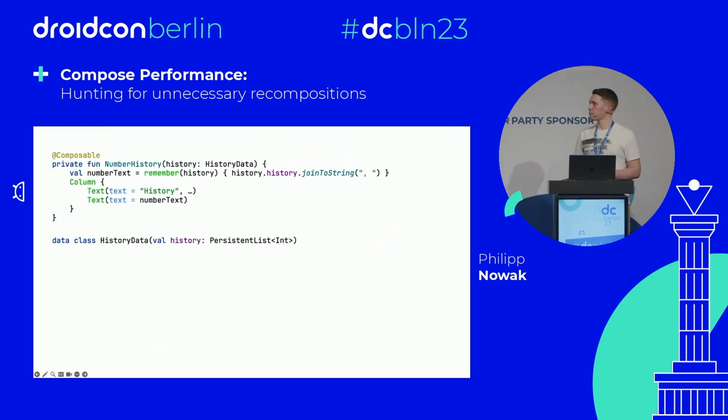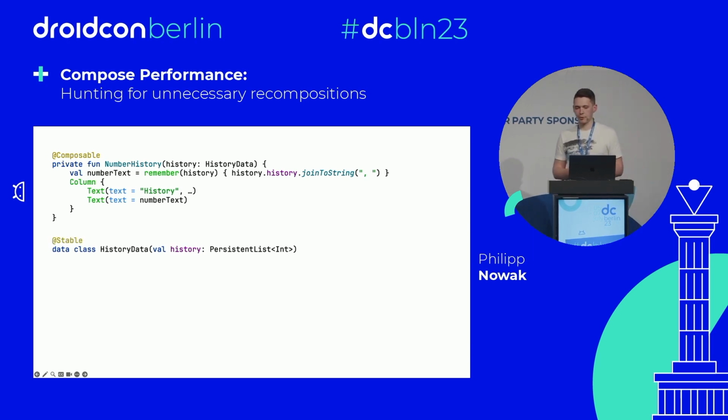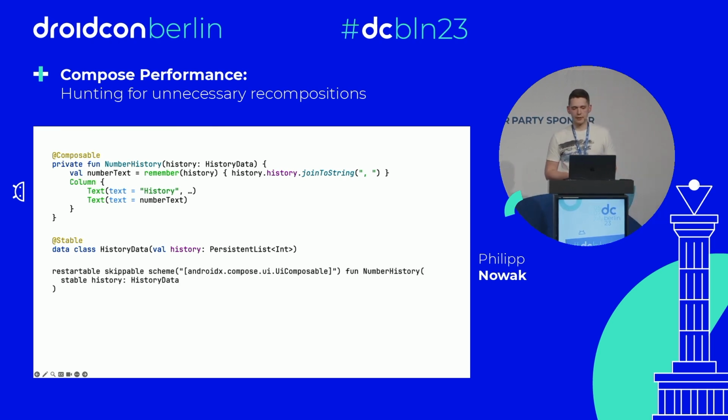So for our example, we simply use option number 3, mark our history data class with a stable annotation as we fulfill all the rules, and now we can see in our report that the history data class is stable and our number history composable is skippable again. We won't look at the layout inspector this time, so you need to trust me that the solution works.